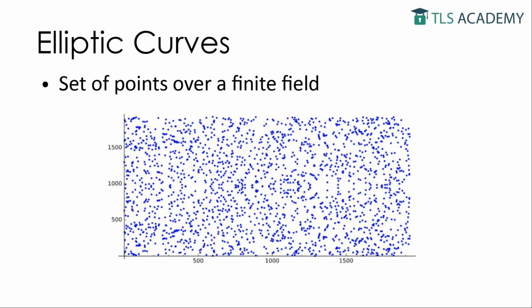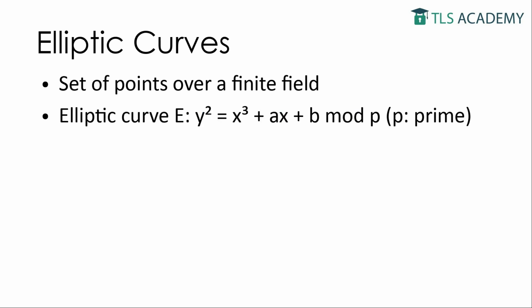There are different types of elliptic curves. Here we only look at the example of Weierstrass curves. These elliptic curves are defined by the following equation: y² equals x to the power of 3 plus a times x plus b modulo p, for some given integers a, b and a prime p.